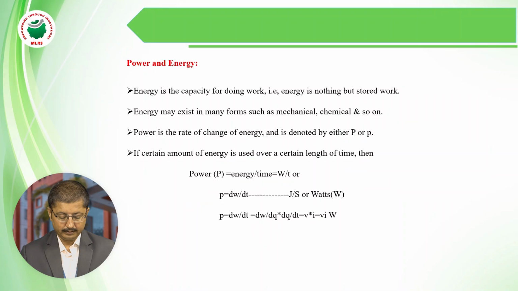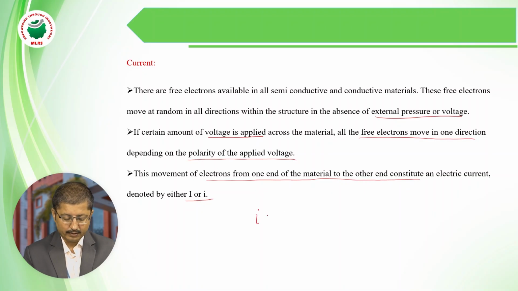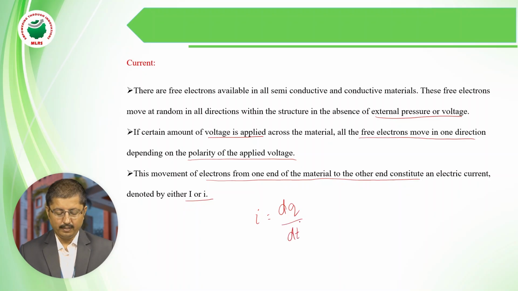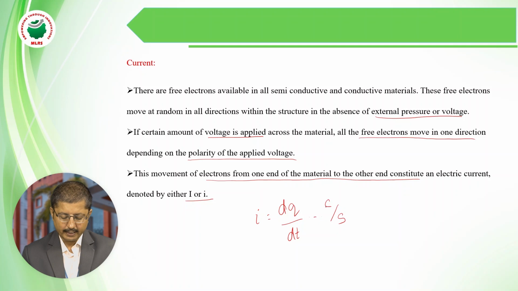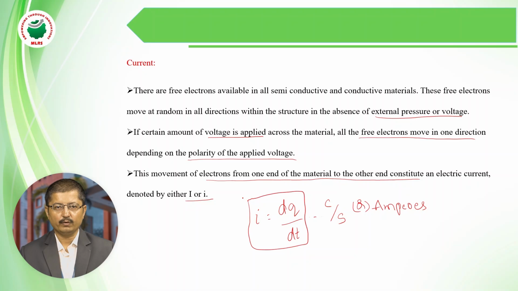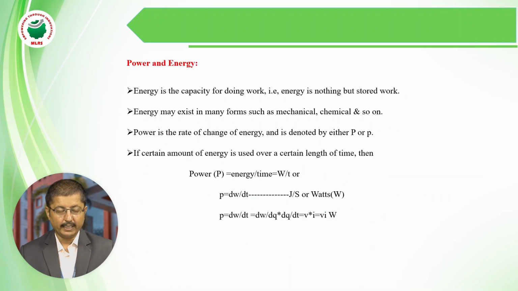In other words, current I is equal to dq divided by dt, that is, the rate of flow of electrons or rate of flow of charge. The unit for current is coulombs per second, or amperes. So the current is nothing but the rate of change of charge: I equals dq divided by dt. So this is about the current.